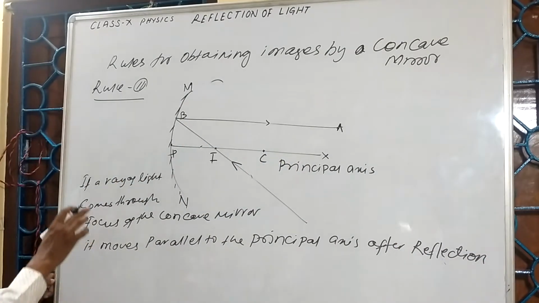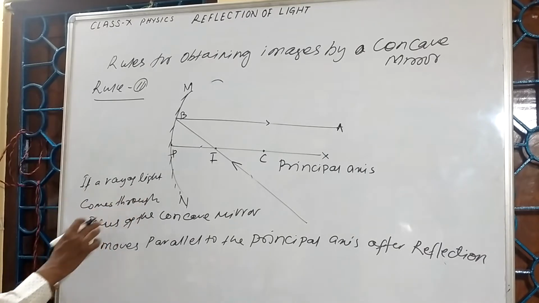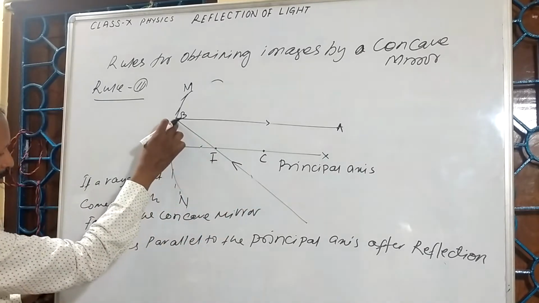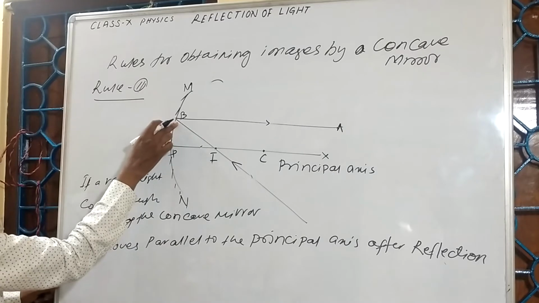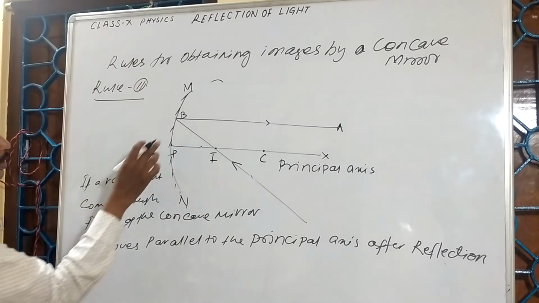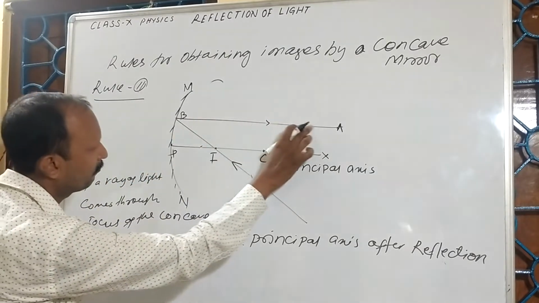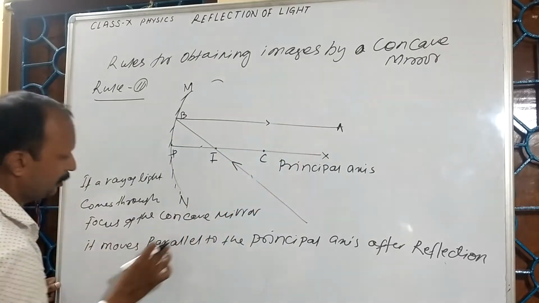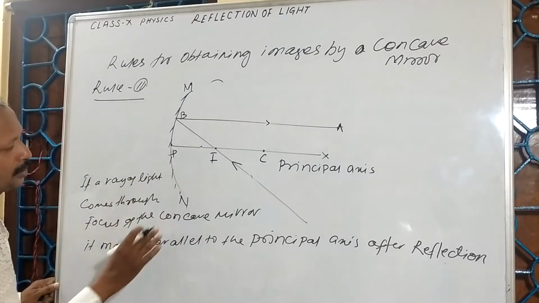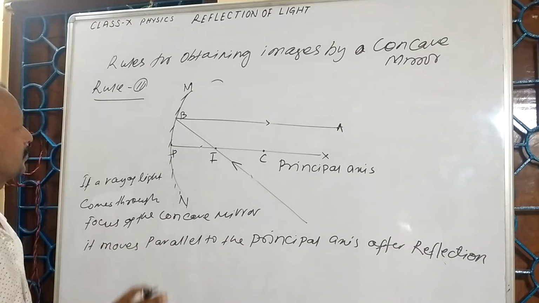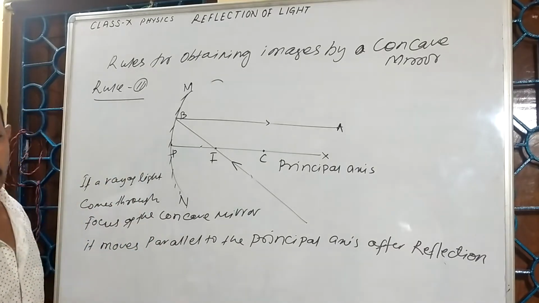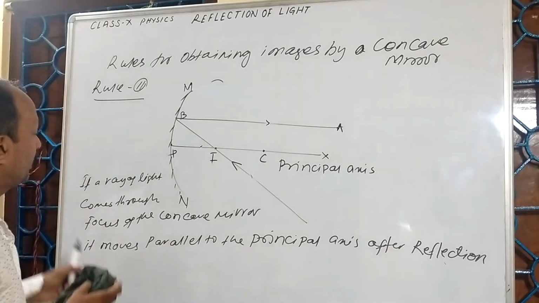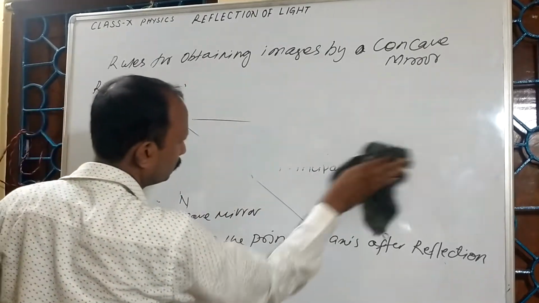See that if a ray of light comes through the focus, it is incident at the point B. After that it is reflecting, traveling parallel to the principal axis. So this is rule number 2. Next, what is rule number 3?